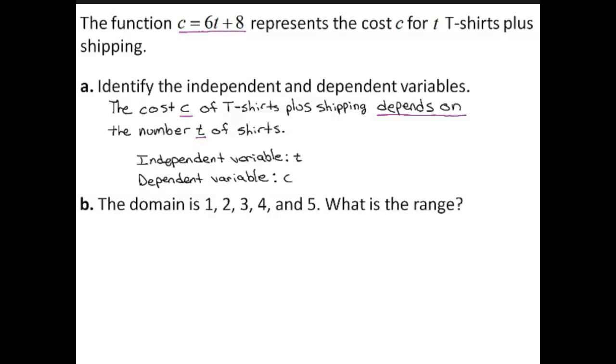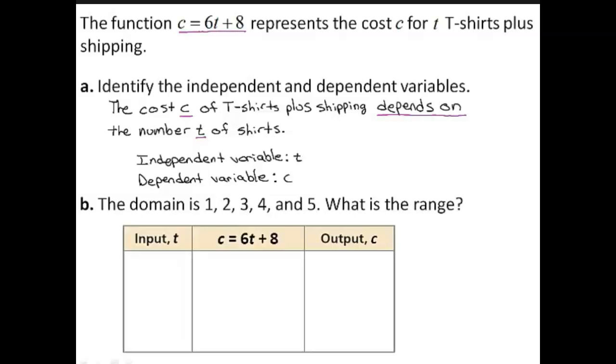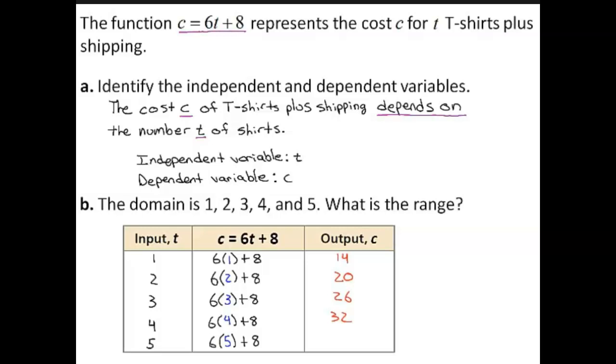What is the range? To find the range, you want to make an input-output table. The input values are 1, 2, 3, 4, and 5. 6 times 1 plus 8 equals 14. 6 times 2 plus 8 equals 20. 6 times 3 plus 8 equals 26. 6 times 4 plus 8 equals 32. And 6 times 5 plus 8 equals 38. The range is the set of output values, so the range is 14, 20, 26, 32, and 38.